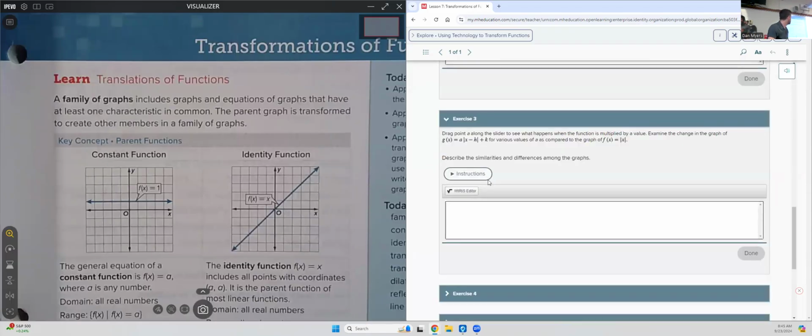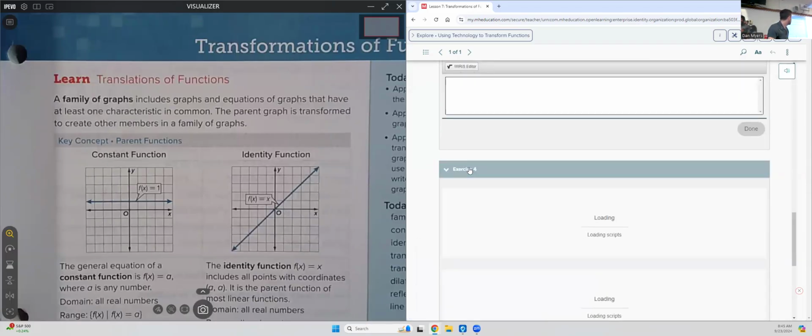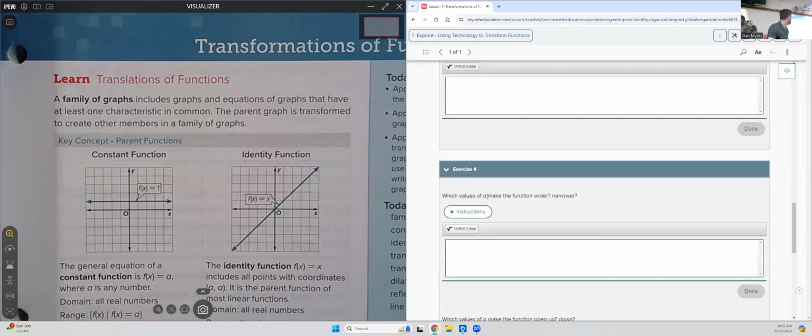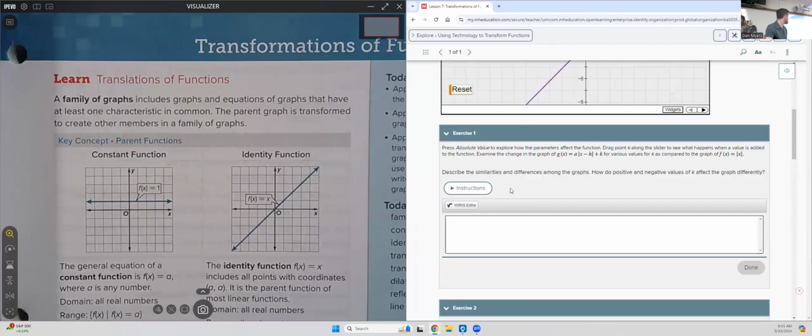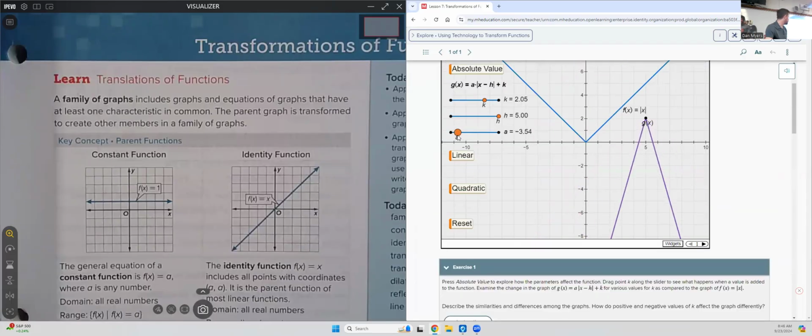If we go to exercise 4, going to move us on. So which values of a make the function wider? We just said as they go away from 0, they get narrower. So which values of a make it wider? Farther away from zero is narrower. So wider would be closer to 0. Yeah, values that are closer to 0 make it wider. Values that are further away from 0 make it narrower. All right.